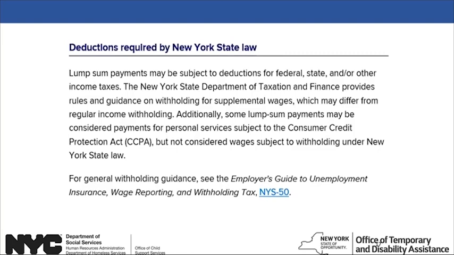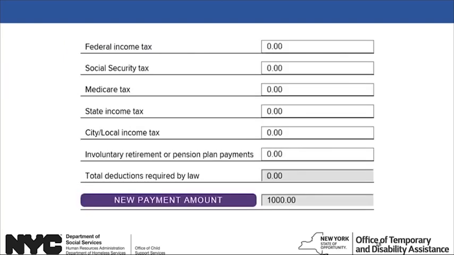If you are required to make certain deductions, New York State requires the following deductions be withheld: federal income tax, Social Security tax, Medicare tax, state income tax, city and local income tax, and involuntary retirement or pension plan payments. Note that some lump sum payments may not be considered wages subject to withholding of deductions.